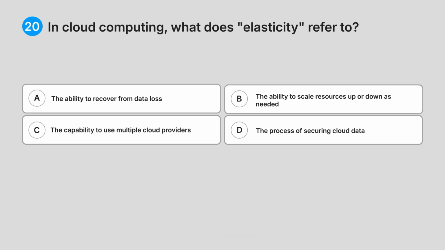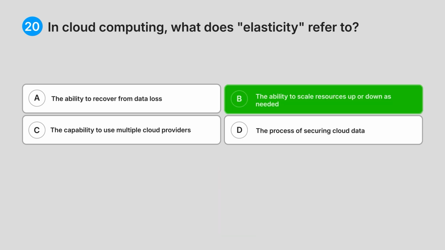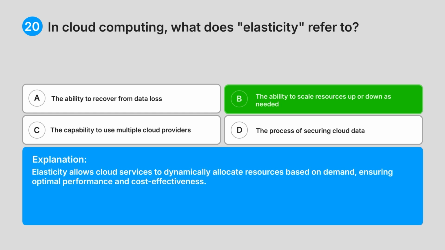Correct answer: B. The ability to scale resources up or down as needed. Explanation: Elasticity allows cloud services to dynamically allocate resources based on demand, ensuring optimal performance and cost-effectiveness.